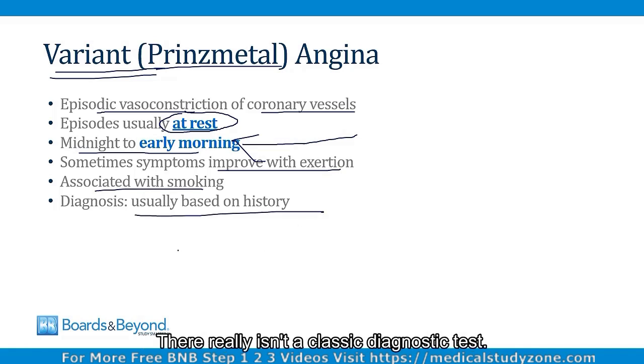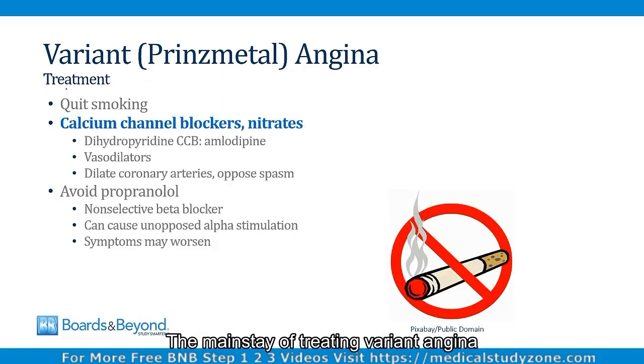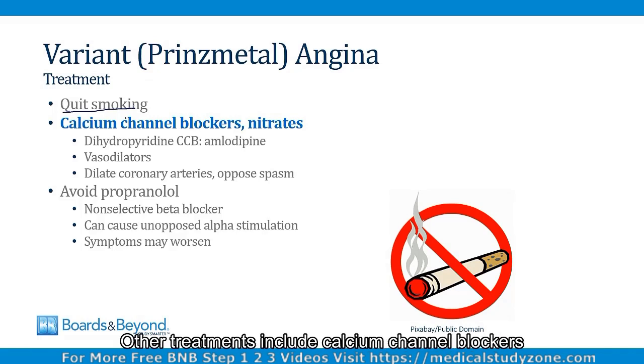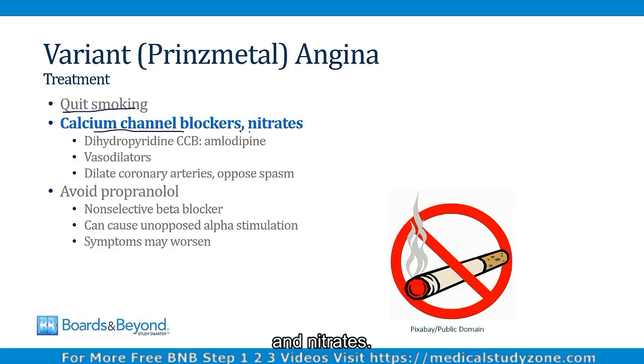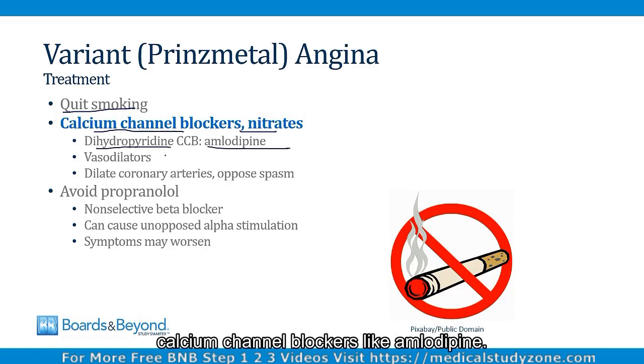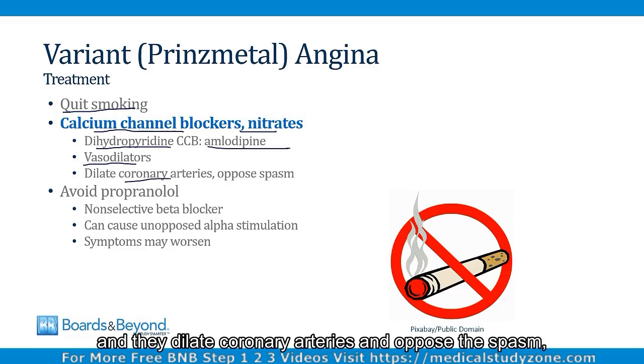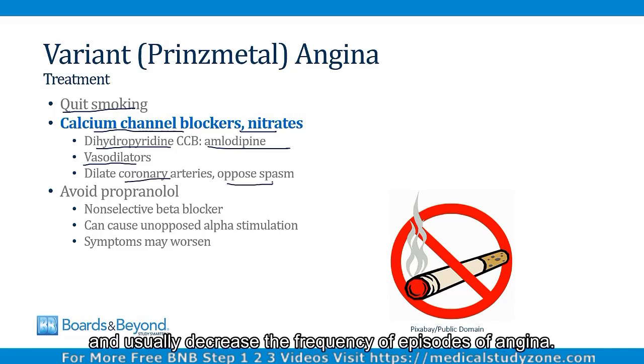There really isn't a classic diagnostic test. The mainstay of treating variant angina is to tell patients to quit smoking. If they do this, this often eliminates the problem. Other treatments include calcium channel blockers and nitrates. The type of calcium channel blocker used for treatment of variant angina are the dihydropyridine calcium channel blockers, like amlodipine. These drugs and nitrates have vasodilatory properties, and they dilate coronary arteries and oppose the spasm, and usually decrease the frequency of episodes of angina.